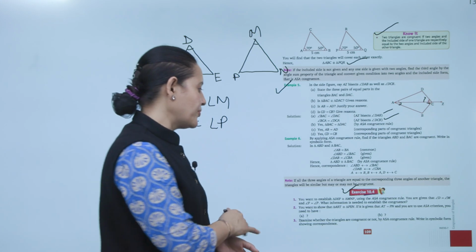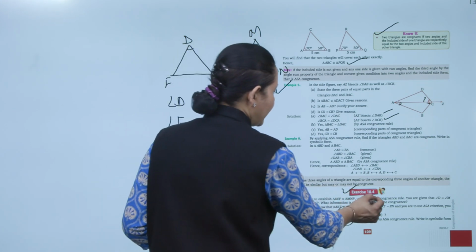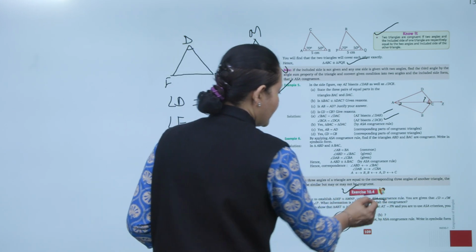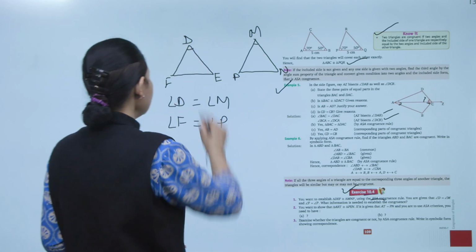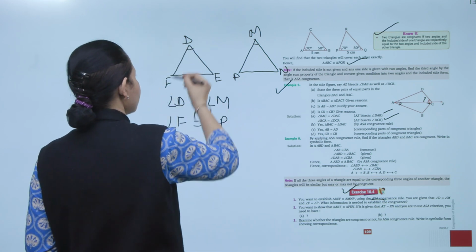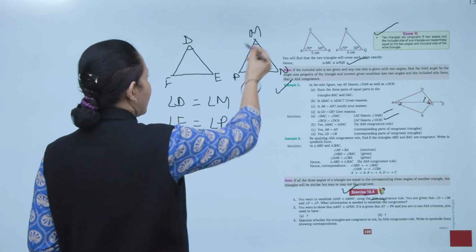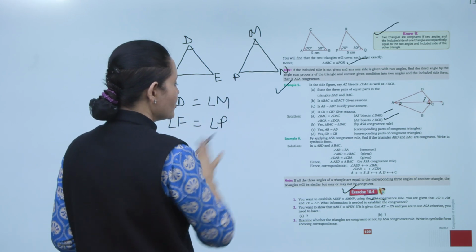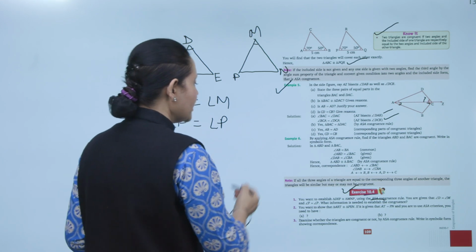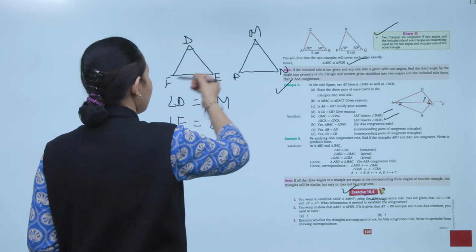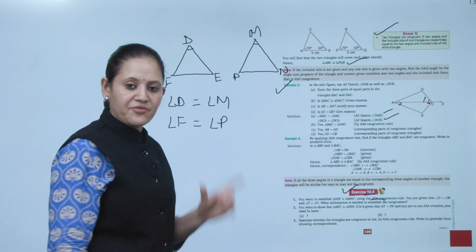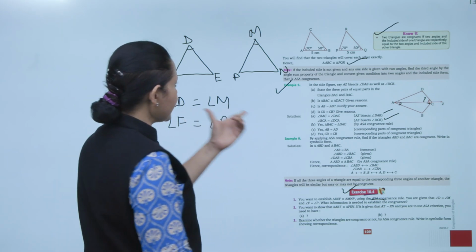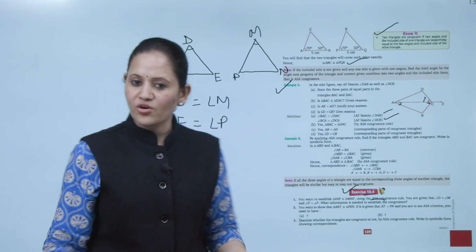So now we want to prove that these two triangles are congruent by ASA congruency. These two angles are equal, so the included side, DF and MP, should be equal. Then we can say these two triangles are congruent. So we need to establish that DF and MP are equal. Then by ASA congruency these two triangles are congruent. Clear?